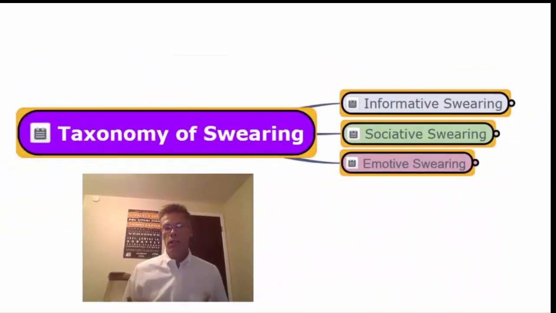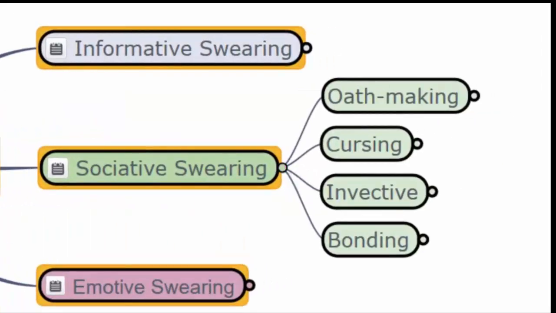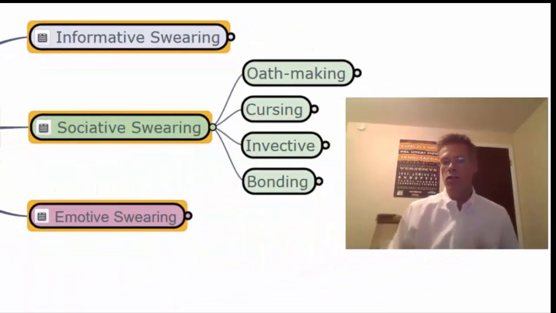Then we go on to associative swearing, which is about establishing or communicating the interpersonal relationship with the recipient. So it contributes the social aspect of meaning here. With associative swearing, we've got at least four different types: oath-making, cursing, invective, and bonding.